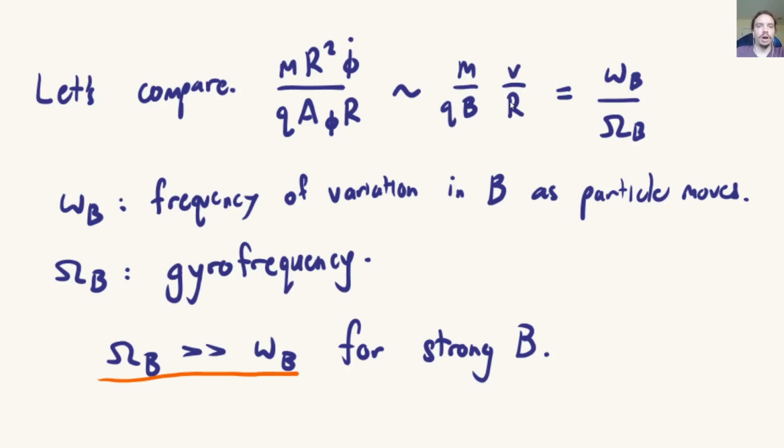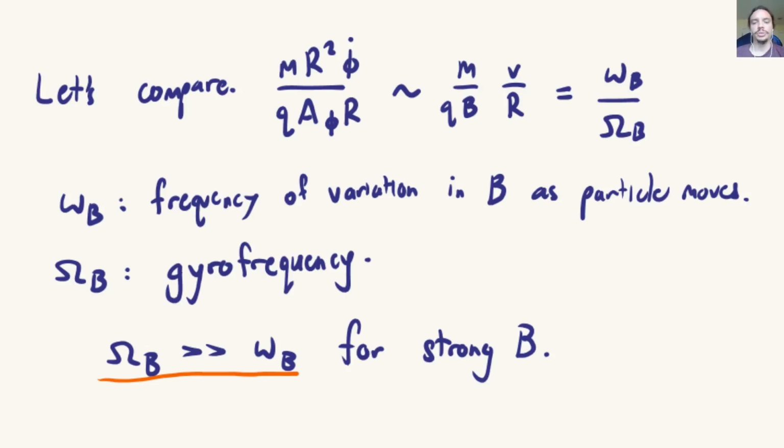Well, v over r, this is the frequency. v is the speed of the particle, r is the size of the device. So v over r is the frequency at which the particle orbits around the device. In other words, it's the frequency at which the particle sees changes in the larger magnetic field. So we call that guy ω_b. Meanwhile, B times q over m, this is actually the gyro frequency. This is how quickly the particle is spinning in its little gyro orbits around the magnetic field lines.